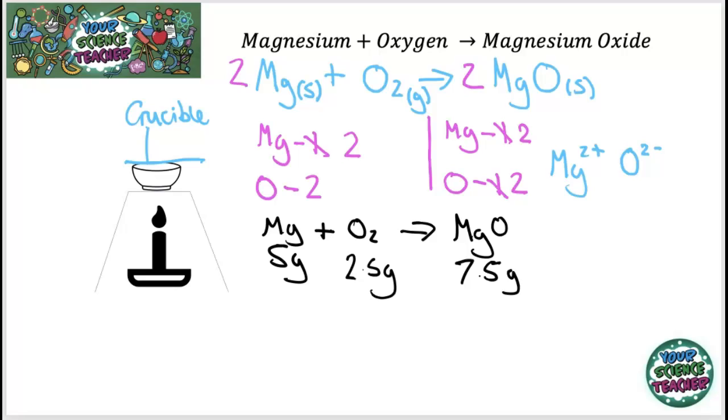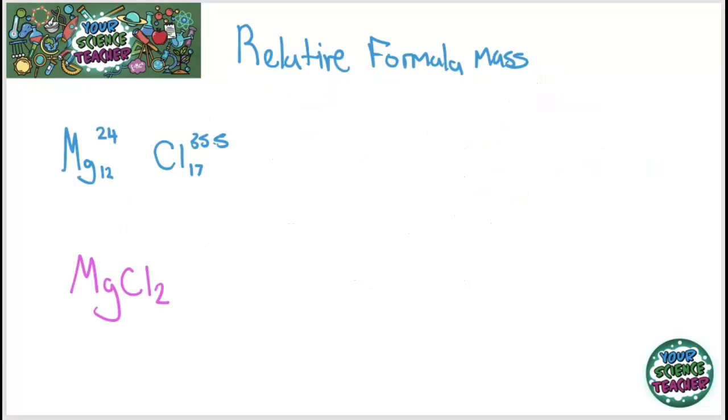Now, a bit later on in the video, we are going to look at how you can predict how much magnesium oxide you would get from starting with magnesium. But to start off the video, we will just leave it like this to show you that this is showing the conservation of mass. The next thing we are going to talk about is relative atomic masses and relative formula masses.